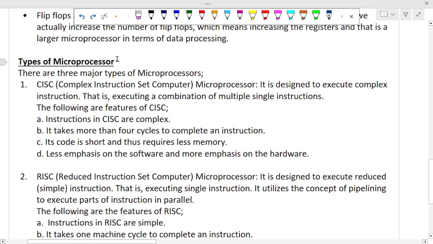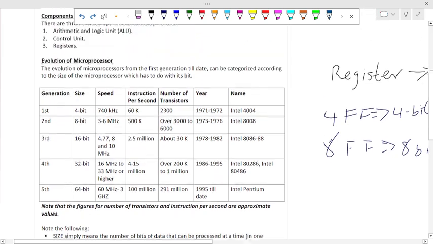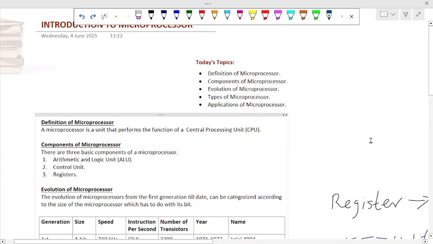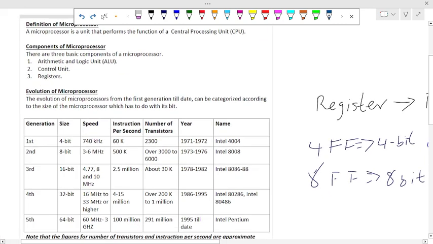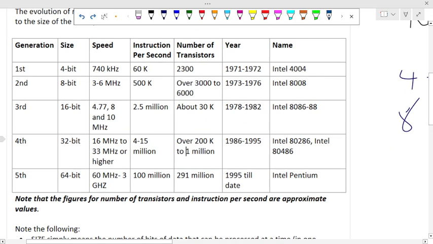So types of microprocessor. There are 3 major types of microprocessor. Okay, I think we've gone far. We've done definition, components, we've done evolution. I didn't talk much about these other parts because you can always look up what you have here. These are just the names of the different generations, and these are just their years. You can even take a screenshot of this and look at it.